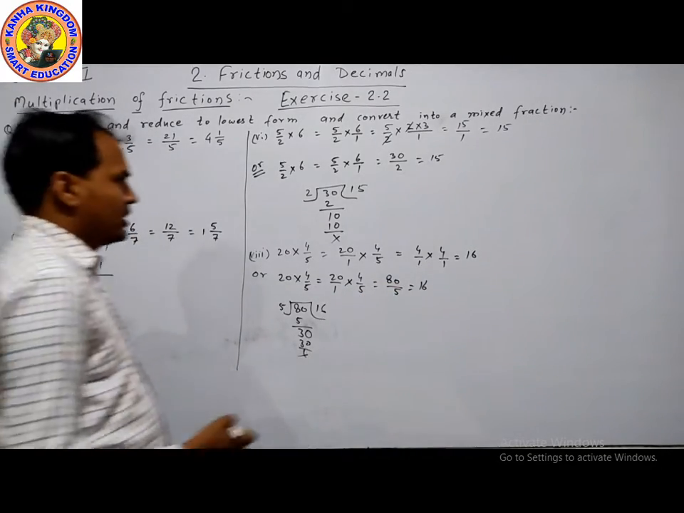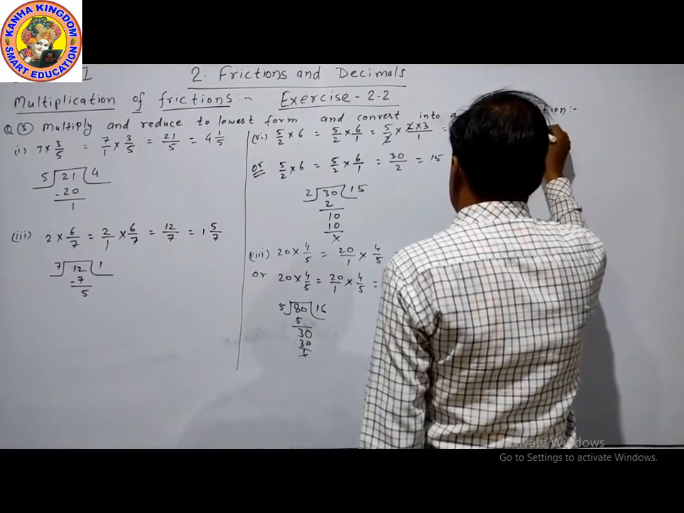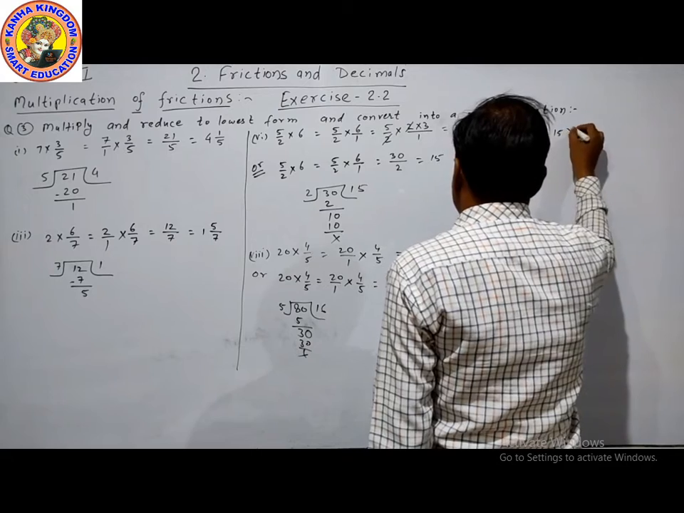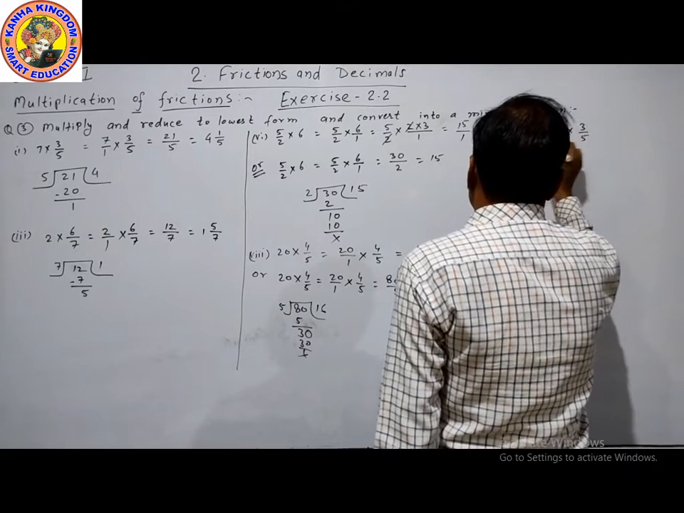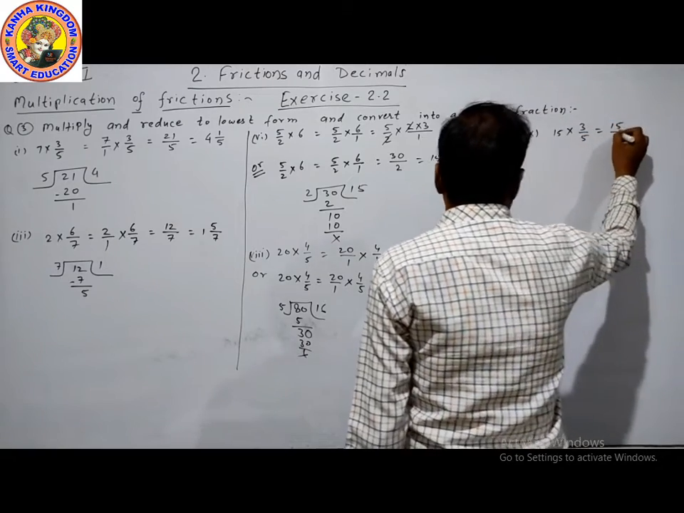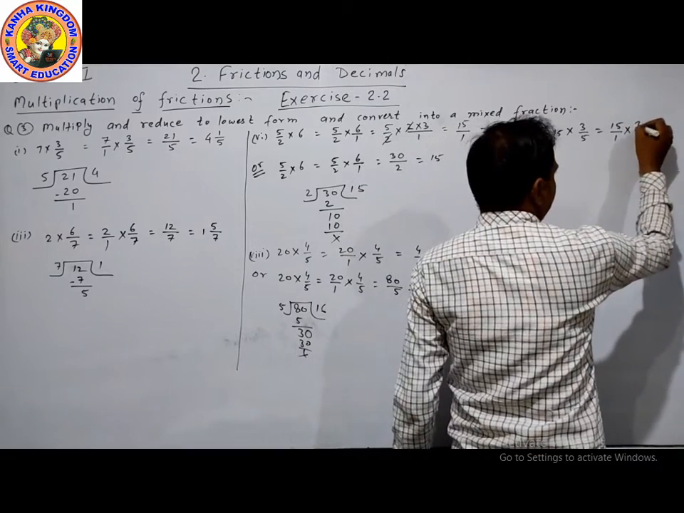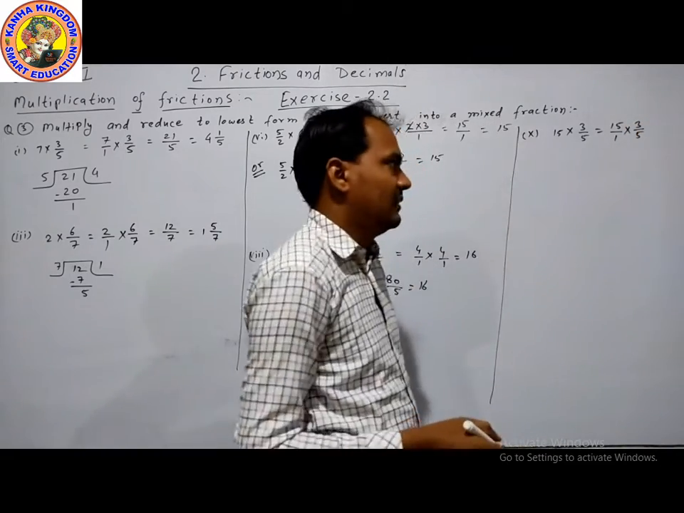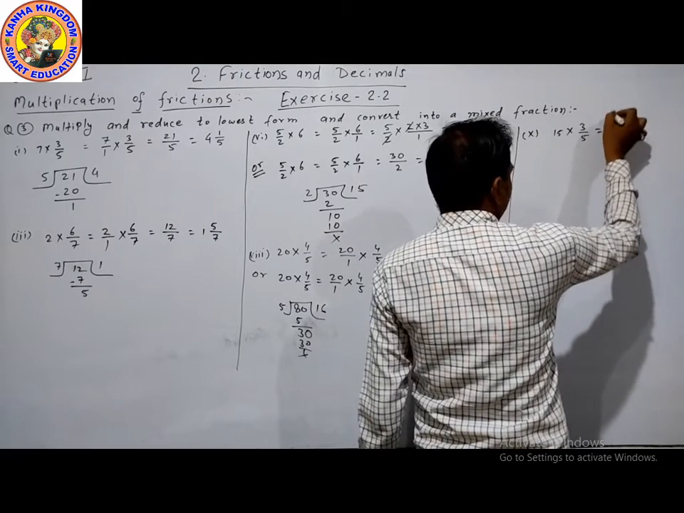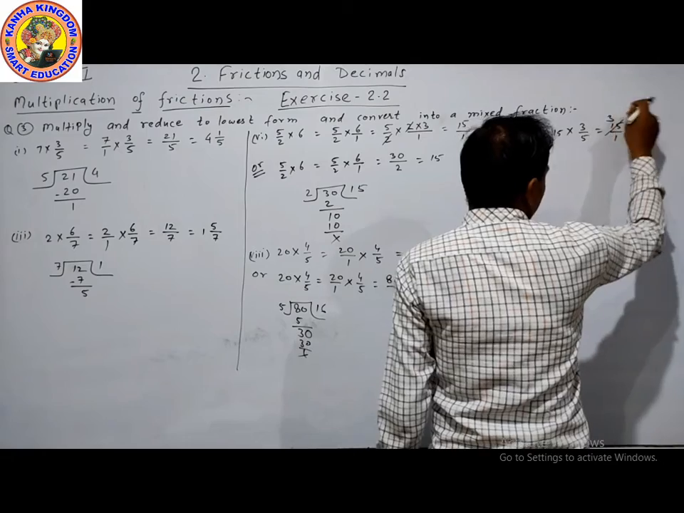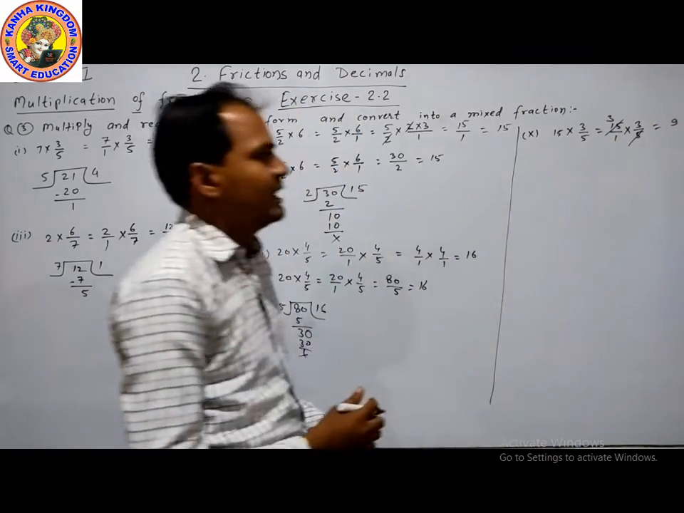Taking our next question, question number 10, 15 into 3 by 5. Now converting into a fraction number, we can divide by 1 and the next is 3 by 5. 5 can divide 15 by 3 times. 3 into 3, 9. So our answer is 9.